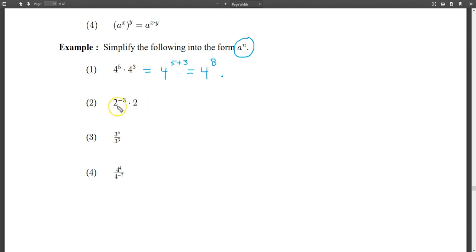Let's look at this one. 2 to the negative 3rd times 2. Okay, well the 2, well there's no exponent here. Well actually there is, it's just not written. This is actually 2 to the 1. 2 is the same as 2 to the 1 power.